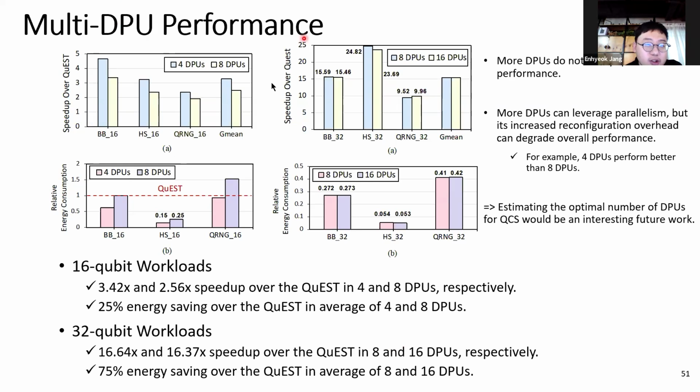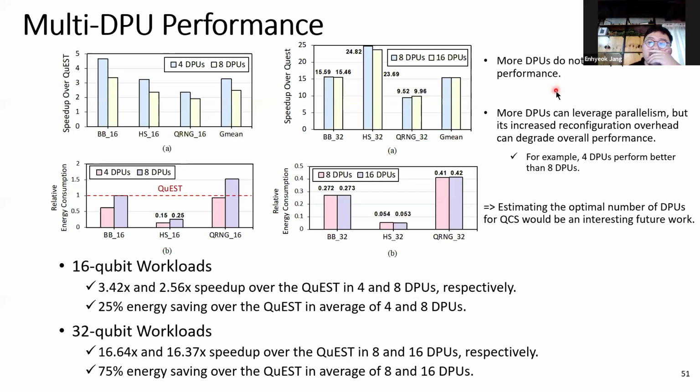For the multi-DPU performance, we evaluate the 16 qubit workloads and the 32 qubit workloads. For the 16 qubit workloads, the speedup is about 3.4 times and 2.5 times with 4 and 8 DPUs respectively, and 25% energy saving over the Quest simulator. For the 32 qubit workloads, there is about 16 times speedup over Quest for the 8 and 16 DPU cases, and 75% energy saving over the Quest simulator on average.